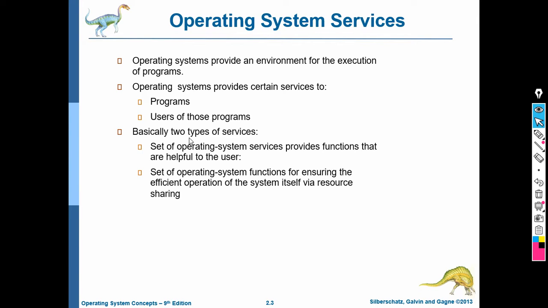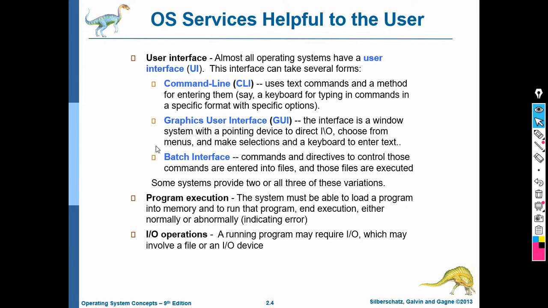So coming to operating system services here, the operating system provides an environment, as you know, for the execution of programs. It provides certain services to programs and users of those programs. Basically, there are two types of services that it provides. One is a set of operating system services that provide functions that are helpful to the user, and the other is a set of operating system functions for ensuring efficient operation of the system itself via resource sharing. So these are the two types of services that the operating system provides for us.